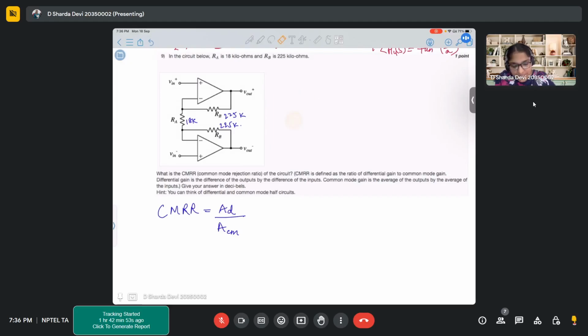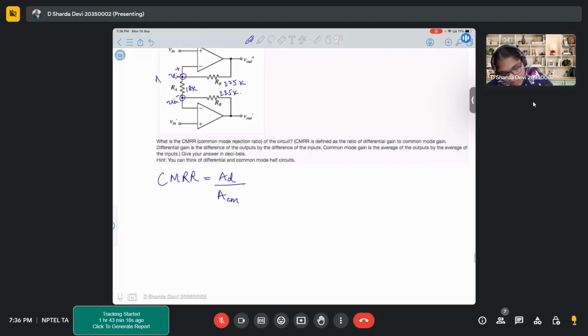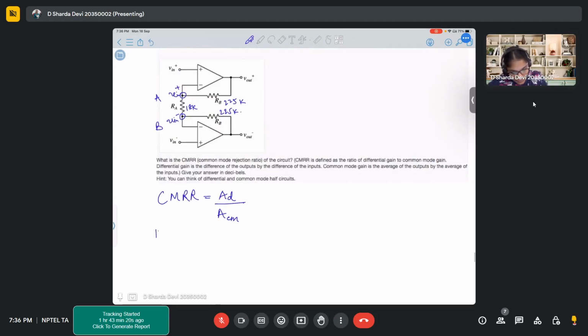So for the given circuit, let's solve this for differential input, that is Vin plus and Vin minus. For Vin plus here, again you will get a Vin plus. If here you have Vin minus, here again you will get a Vin minus. Correct? So now at this particular node, that is A and B, let's write KCL. Okay?